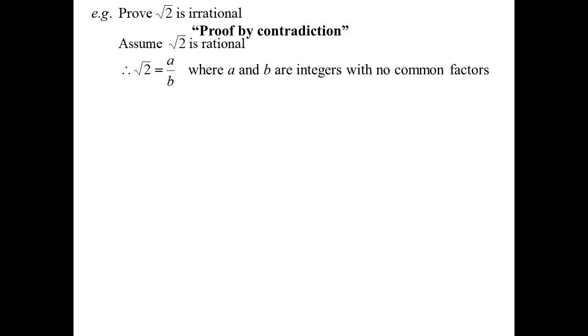Now, if that's the case, I can write it as a fraction, a over b. What are my conditions on a and b? Well, they're going to be integers that have no common factors. Another way of saying that is co-prime. Some people write that because it's less words to write. We can say, oh, well, where a and b are co-prime.